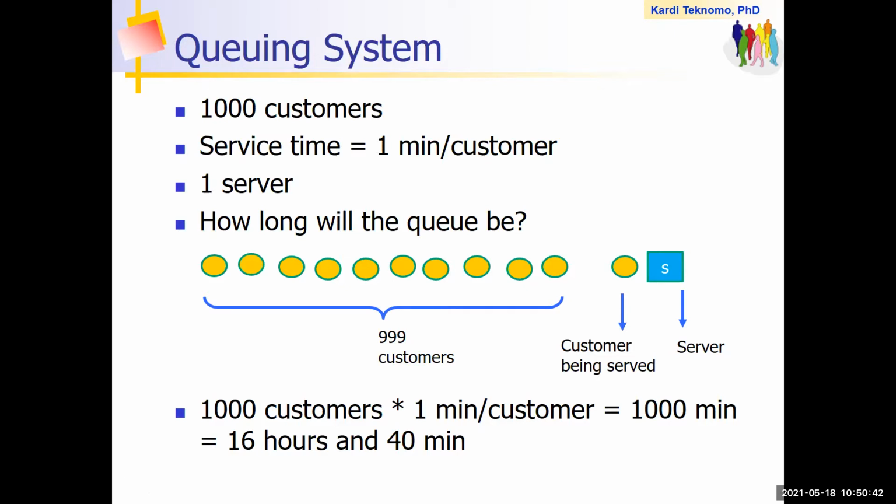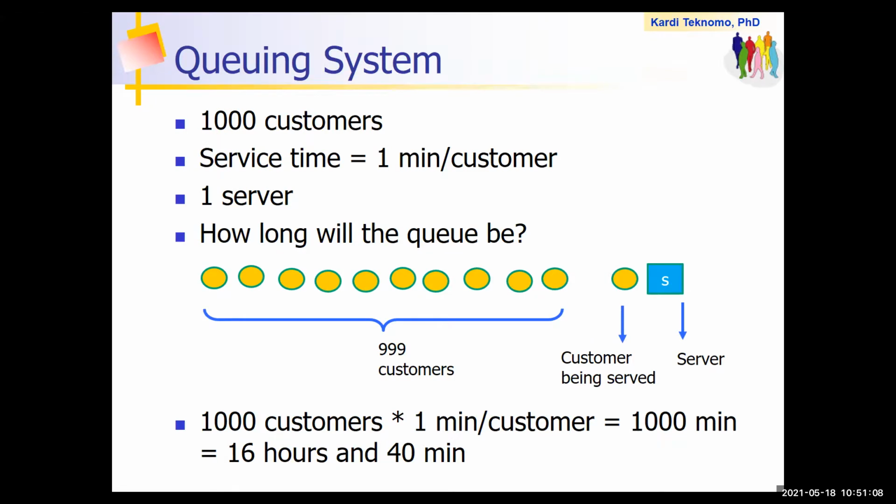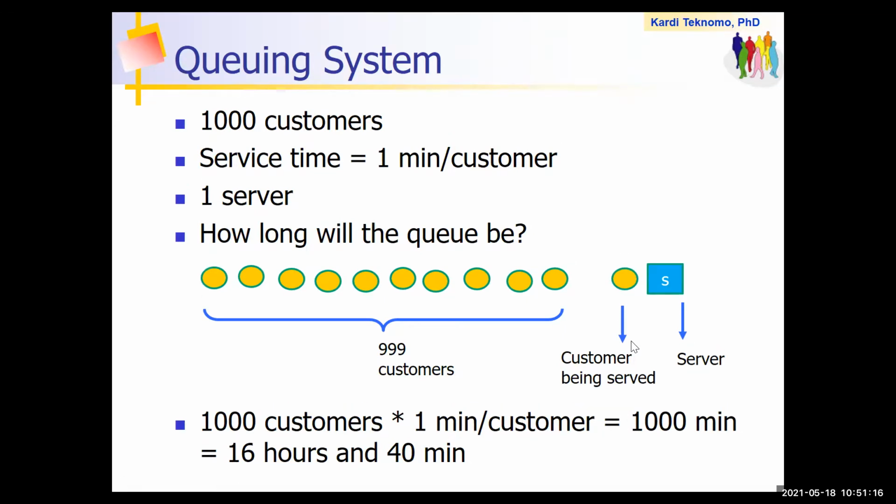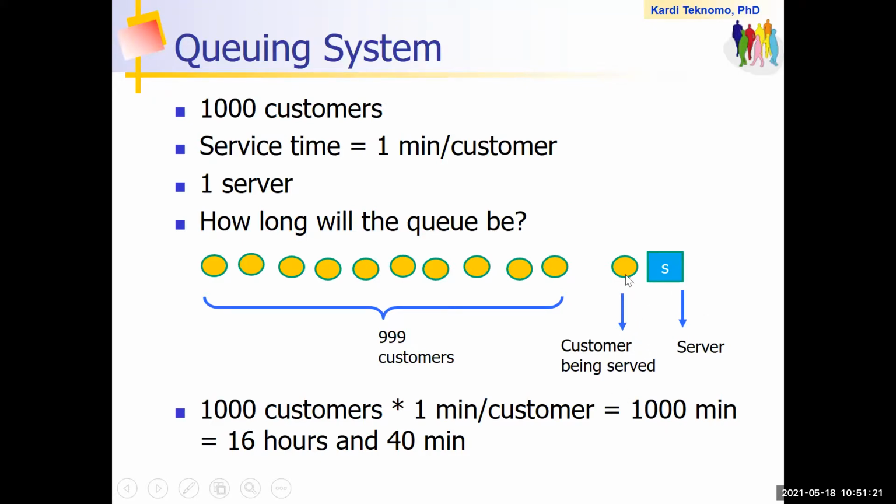Suppose now you have 1,000 customers arrive at once. Say you are in a conference, and the service time is 1 minute per customer, and you have only one server. The question is how long the queue will be. You have only one server, and this is the customer being served, and the 999 customers are waiting, right? So you have 1,000 customers multiplied by 1 minute per customer, then you will have 1,000 minutes. That means 16 hours and 40 minutes.